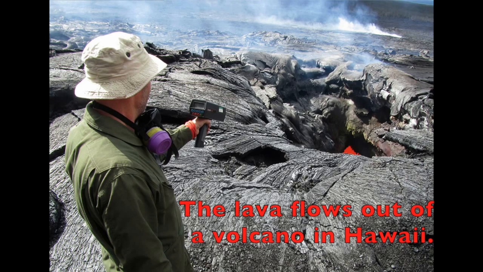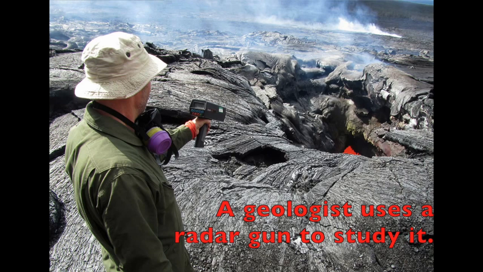Now let's look at a picture to practice using object pronouns and their antecedents. The lava flows out of a volcano in Hawaii. A geologist uses a radar gun to study it. In the second sentence, we have the object pronoun it. It is referring back to the lava. It matches our antecedent, lava, because the gender is neuter, meaning we don't know if it's feminine or masculine, and the number is singular. So, it is an object pronoun replacing the antecedent, lava.